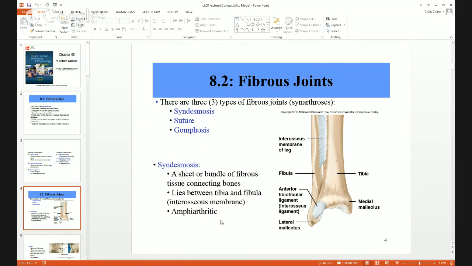Fibrous joints, there are 3 types, or synarthrosis. There's a syndesmosis, a suture, and a gomphosis. The syndesmosis is a sheet or bundle of fibrous tissue connecting bones. For example, the tibia and the fibula are connected by a syndesmosis. This is called an interosseous membrane of the leg. It's amphiarthrotic. So that would mean it's slightly movable, but not much.